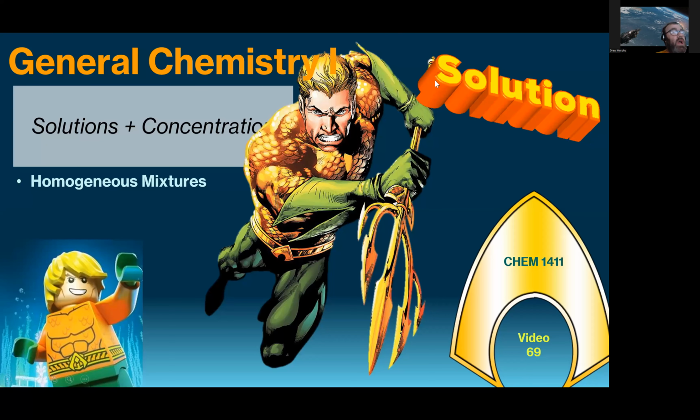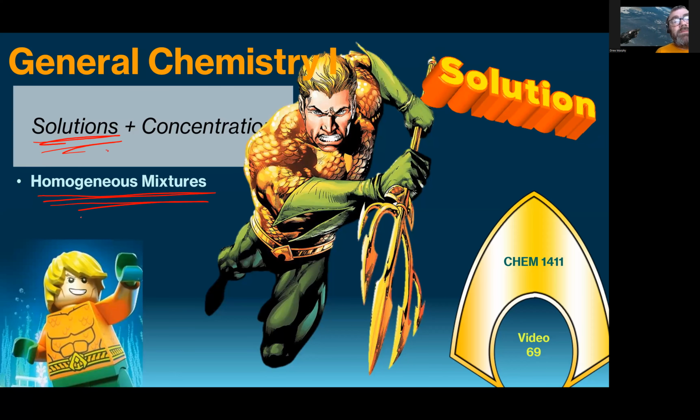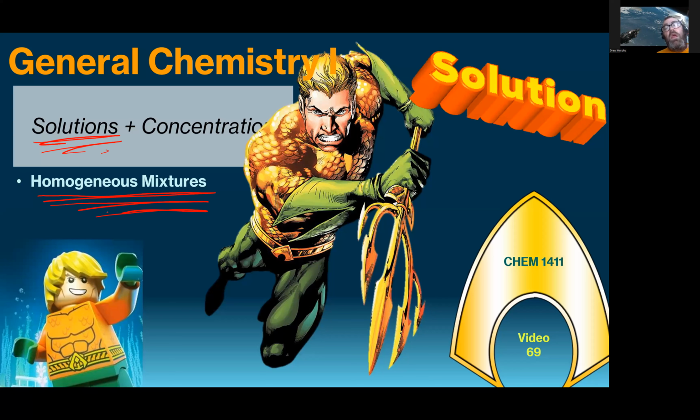Okay. What I want to talk about in this one is solutions and concentration. We're going to get into this. One of our key things is we want to remember that solutions are homogeneous mixtures. We hit on that in the beginning of the semester, but we want to keep on with that right now. Remember, the homogeneous mixture looks like a pure substance.